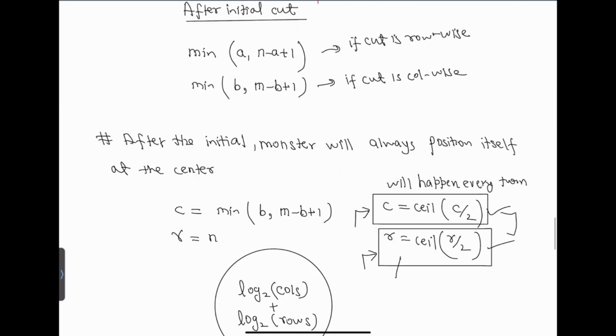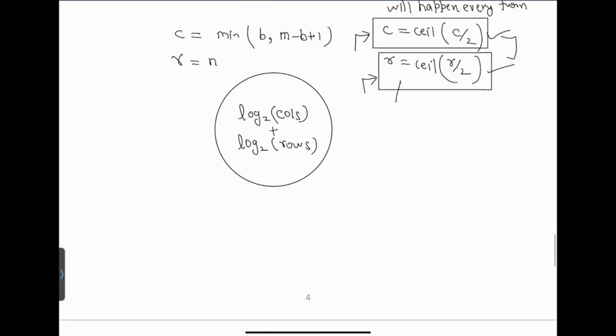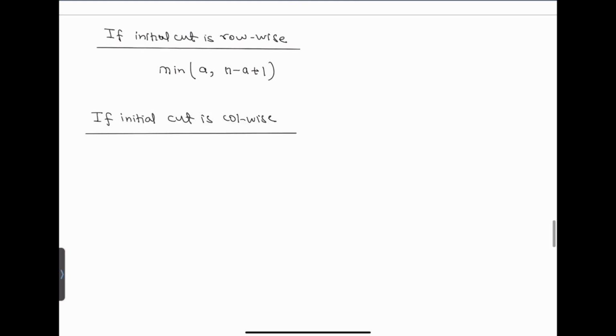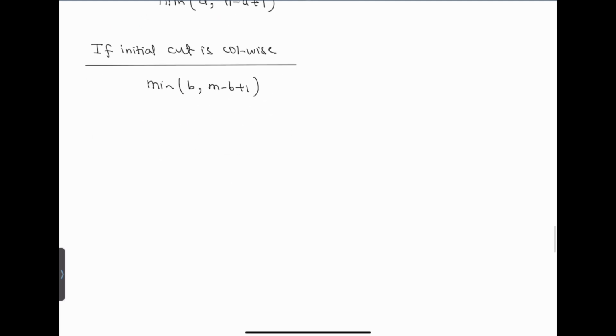First of all, we're going to make a cut. That cut could be a row wise cut or a column wise cut. If the initial cut is row wise, the number of rows that we will be left with will be the minimum of, we've discussed this. And if the initial cut is column wise, we will be left with the minimum of b comma m minus b plus 1 columns, right? If the initial cut is column wise, this is the number of columns that we have, and the number of rows that we'll be having is going to be n, right?